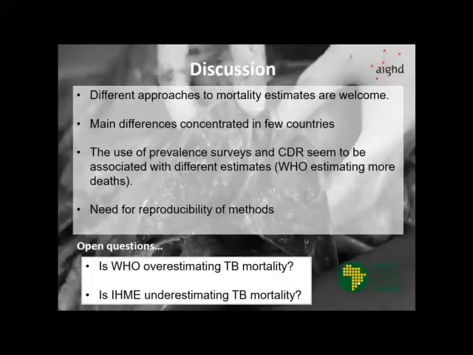Could that be related to the case fatality rate of those cases found in prevalence surveys being different to that from TB cases or suspects that come to the clinic? Or is IHME underestimating TB mortality? We know that IHME uses verbal autopsy among their parameters, and we've seen that is not a very good estimate for assessing TB mortality at death.